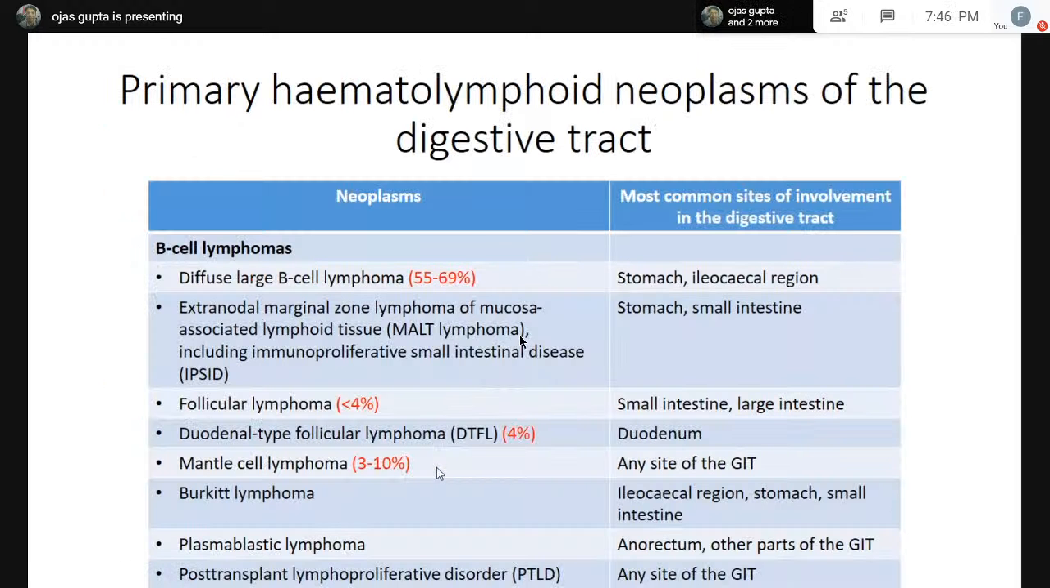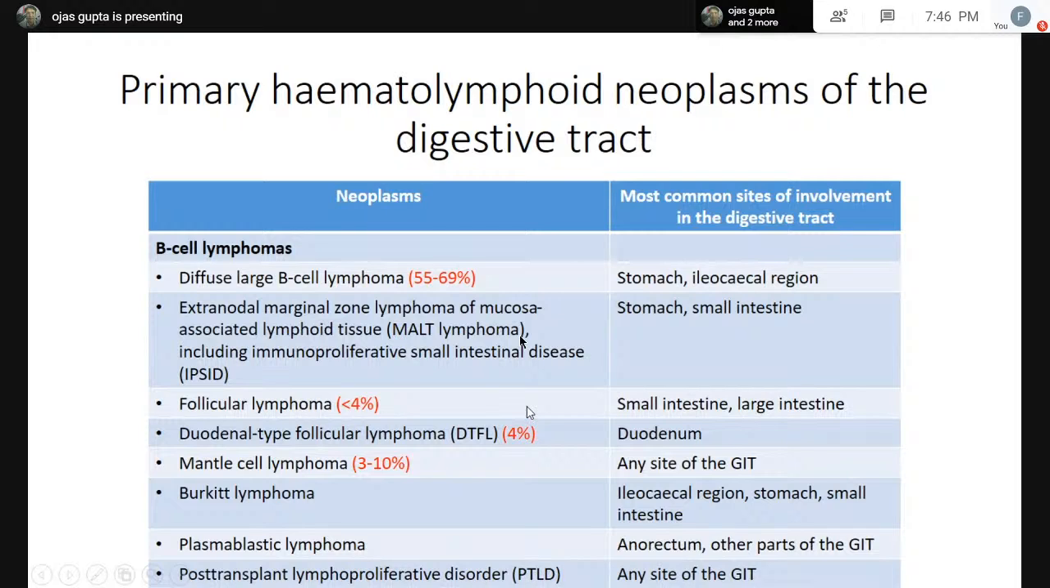Now, let's categorize how the GI lymphomas are categorized based on the cell of origin. Among the B-cell lymphomas, the most common is the diffuse large B-cell lymphoma, which constitutes 55 to 69%. It is most commonly situated in the stomach and ileocecal region. The extranodal marginal zone lymphoma of mucosa-associated lymphoid tissue, or MALT lymphoma, which includes immunoproliferative small intestinal disease, is most commonly seen in the stomach and small intestine.